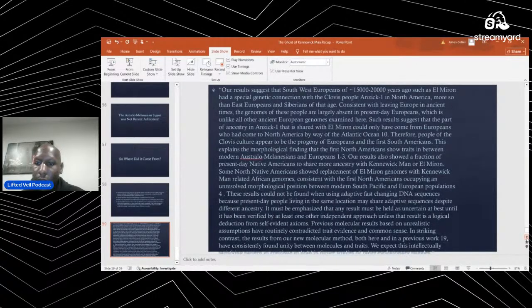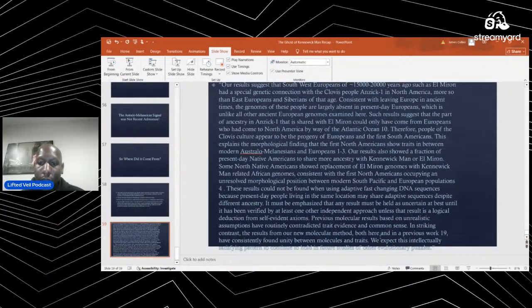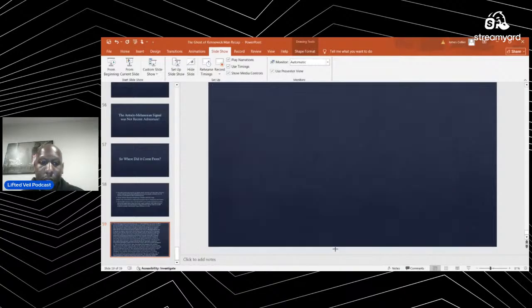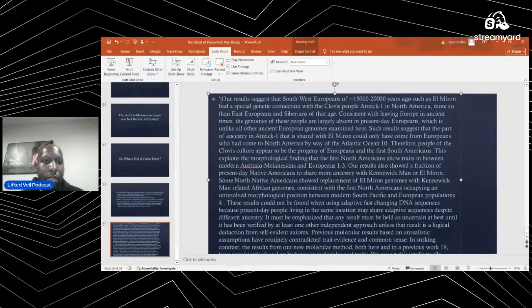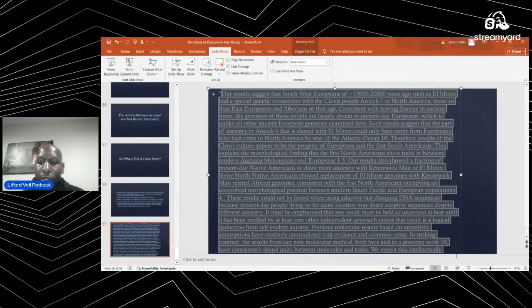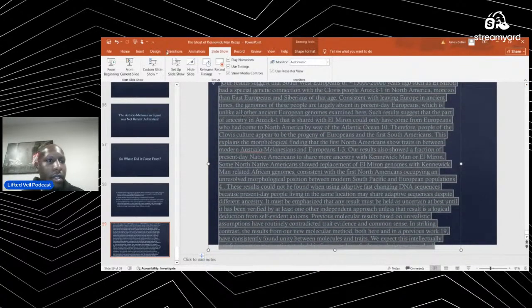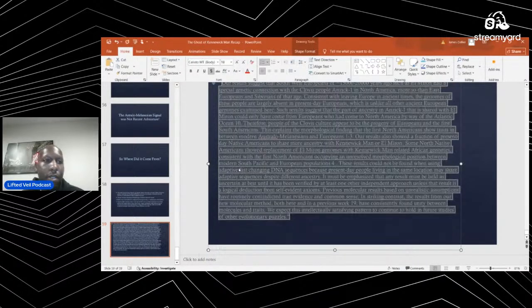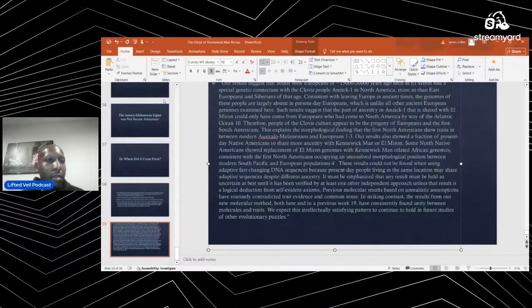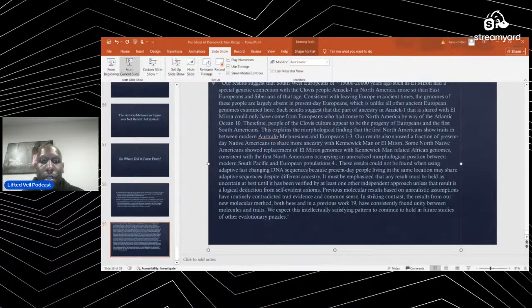I'm going to go down here and make sure this is... change the font on this so we can fit this in here. 18. So there we go. Read that last part. Okay.